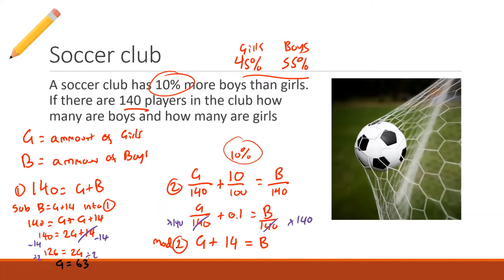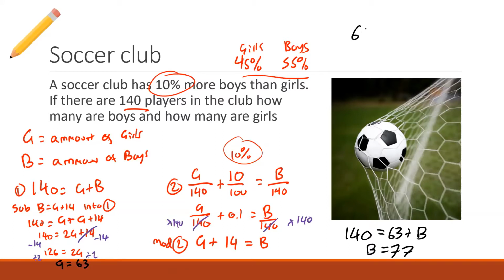B, well, I'm going to substitute this into here. 140 equals 63 plus B. Therefore, B equals 77. Now I can check this answer.